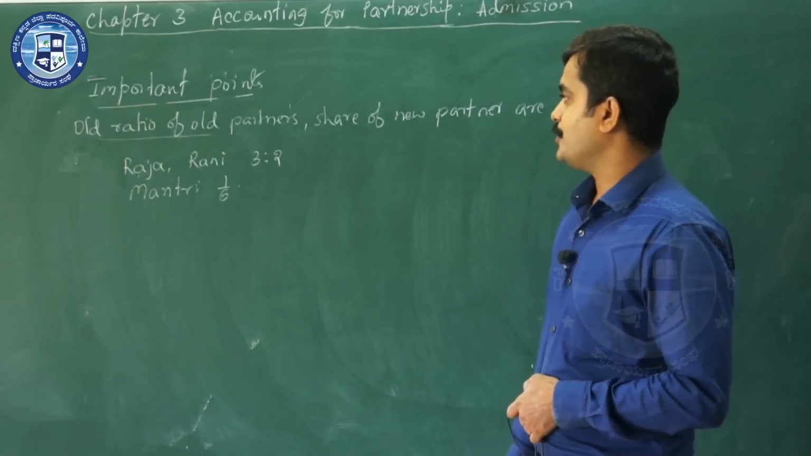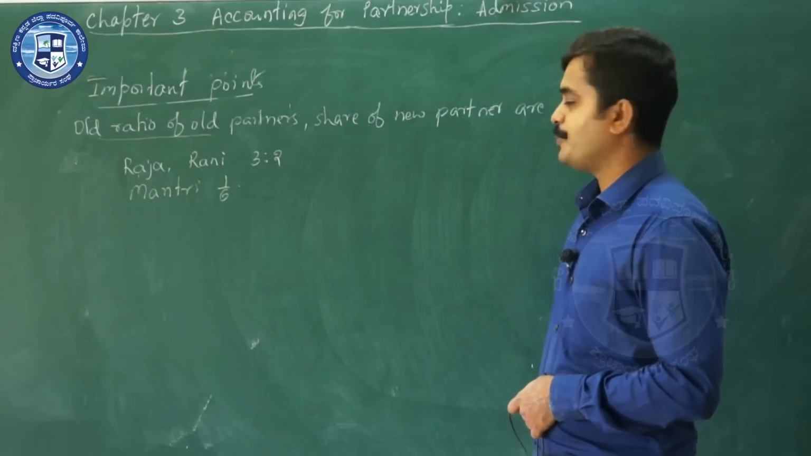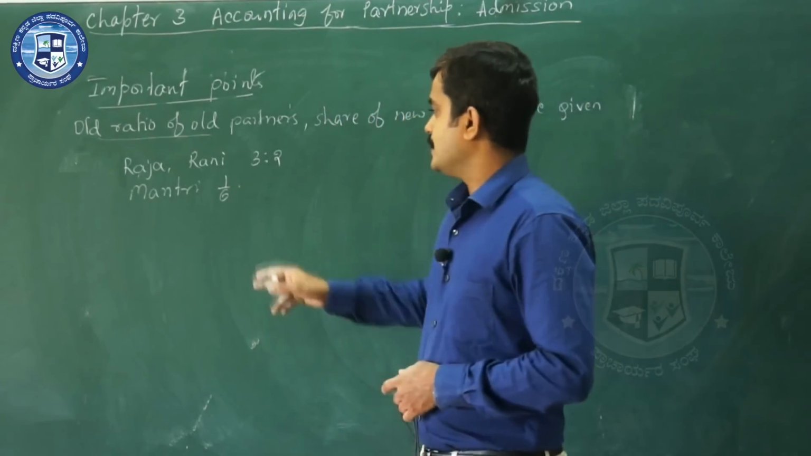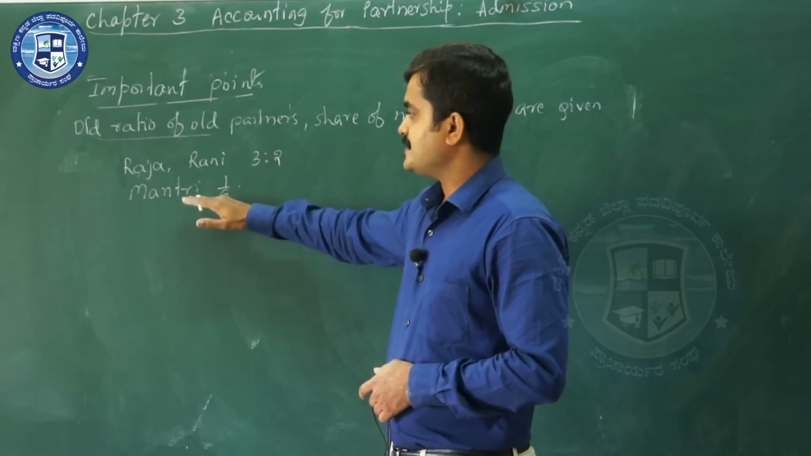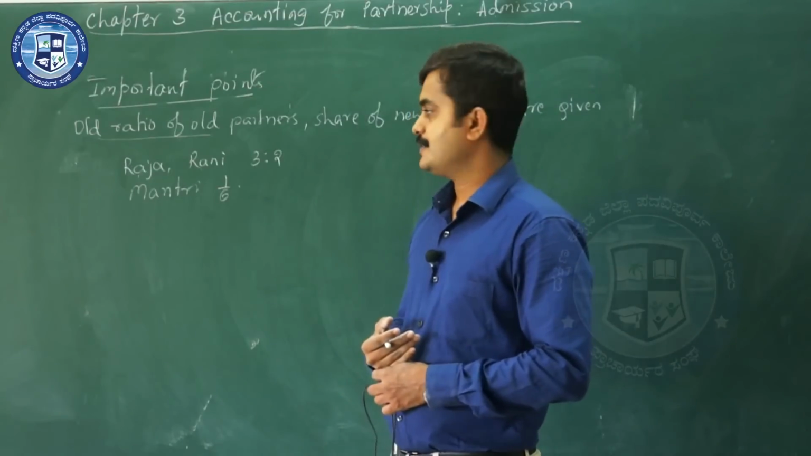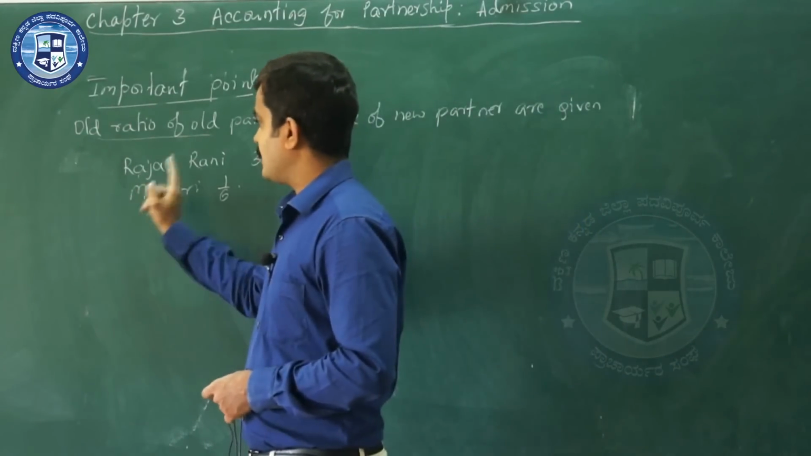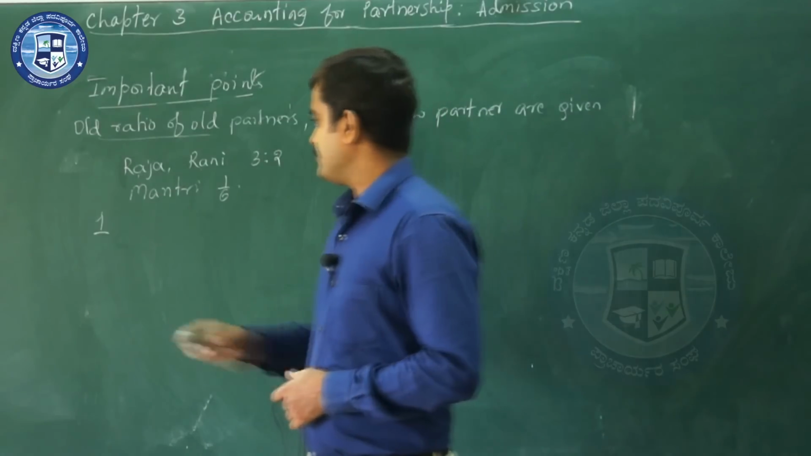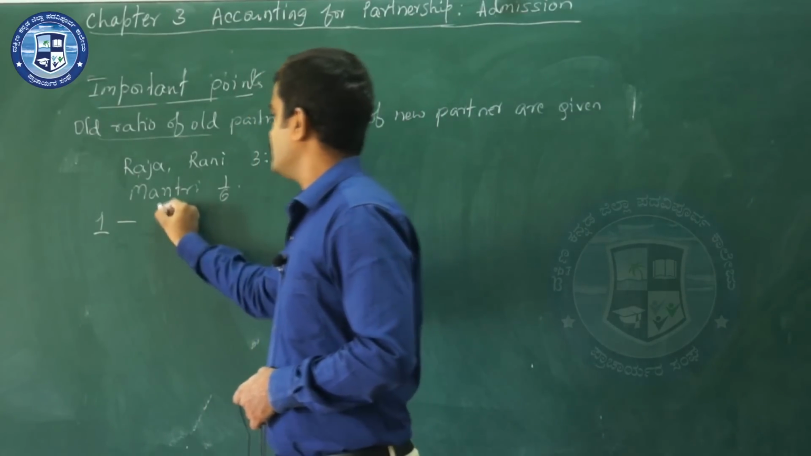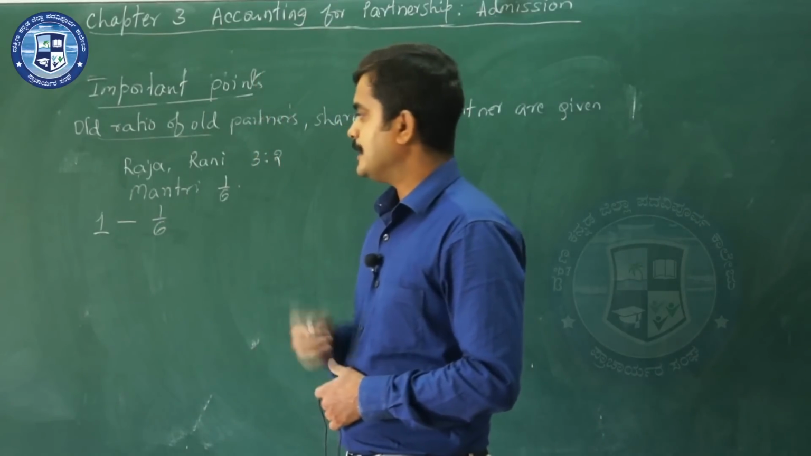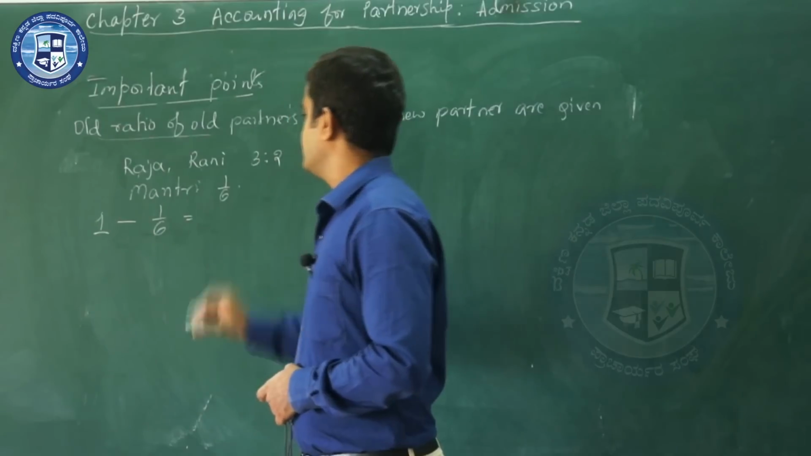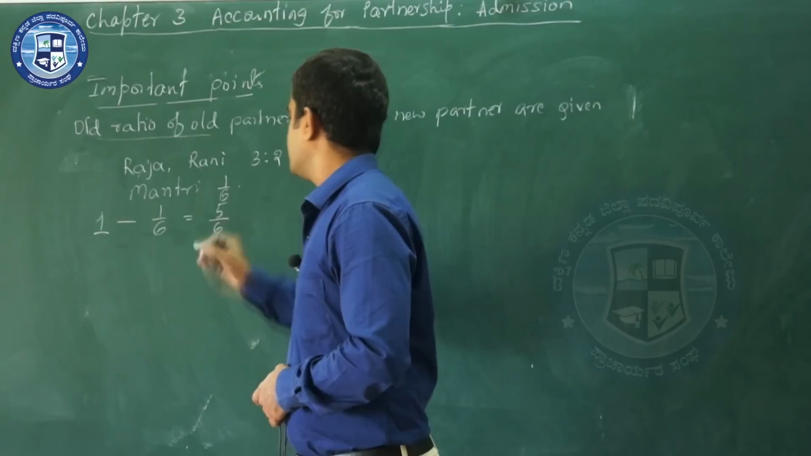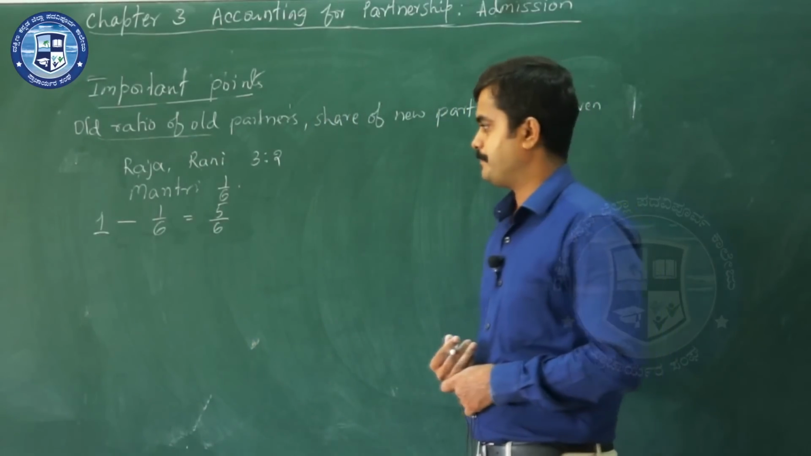Look at the case. Old ratio of old partners is given and the share of the new partner is also given. In this situation, we have to assume that the remaining share of the firm is shared by old partners in their old ratio. First we have to calculate the remaining share of the firm. Total share of the firm is always 1. From that, we deduct the new partner's share, 1 by 6, to find the remaining share of the firm. If you subtract 1 by 6 from 1, you get 5 by 6 as the remaining share of the firm.